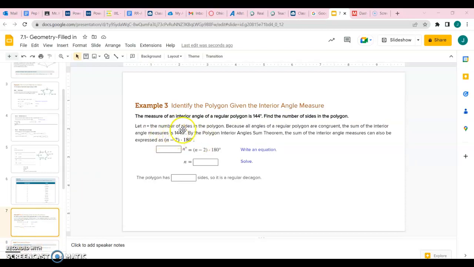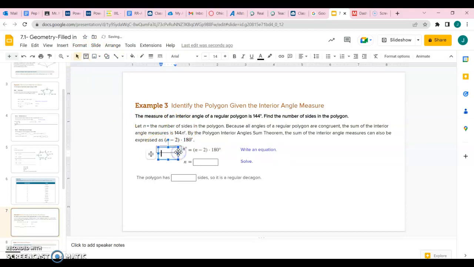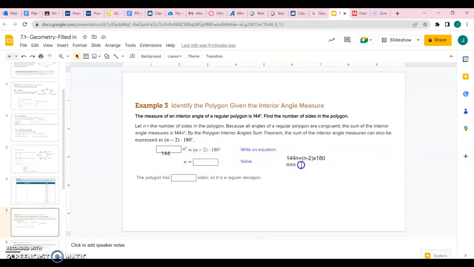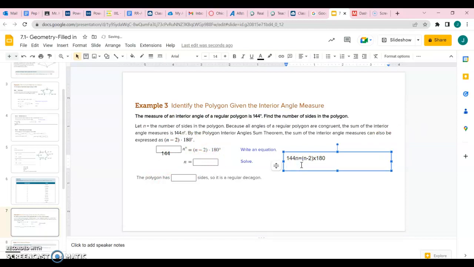Since they already told me what it equals, I'm going to plug this in. So I know that it can be expressed as that, so I'm going to do 144 times n, which also equals n minus 2 times 180. Okay, so now I rewrote it over here, and now I'm going to distribute. I still have 144n on this side, equals 180 times n, which is 180n, minus 180 times 2. 180 doubled is 360. So now I can go through and solve this.